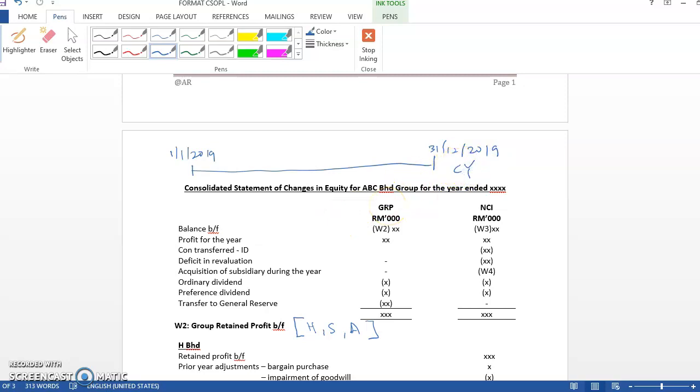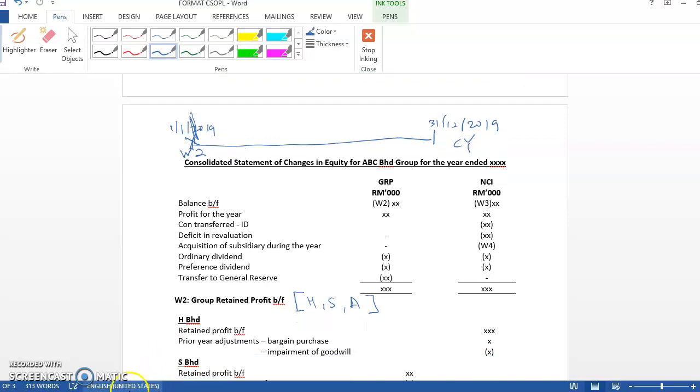And if the associate has been acquired in a prior year, for example 2017 or 2018, then you will have it in the working number 2. For example, your working number 2 is here, right? You are preparing your working number 2 here. So you must check at this point of time, does associate exist? If yes, then you need to do this one. Otherwise, you will ignore.